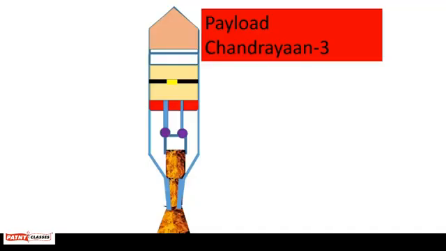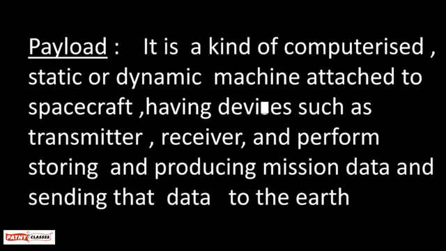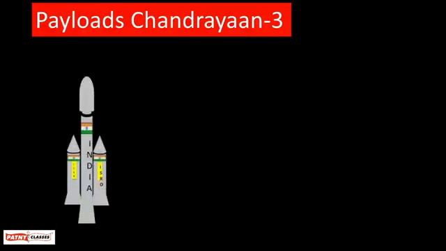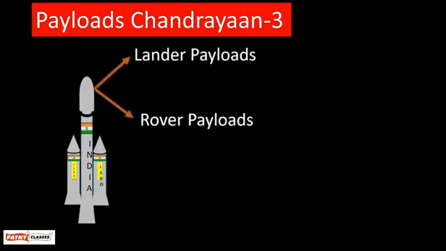Now, talk about payload of Chandrayaan-3. Payload is a kind of computerized, static or dynamic machine attached to the spacecraft, having devices such as transmitter, receiver, and performs storing and producing mission data and sending that data to the Earth. Payloads of Chandrayaan-3 are of two types. One is the lander payloads and second one is rover payloads.